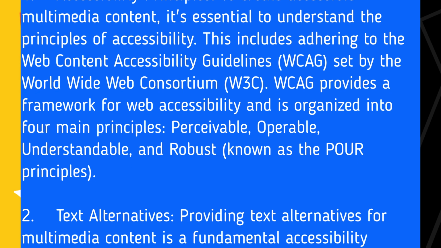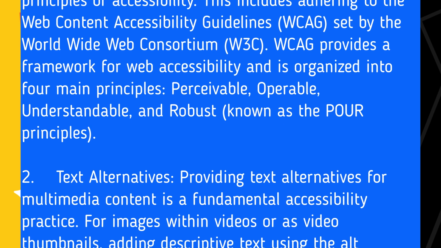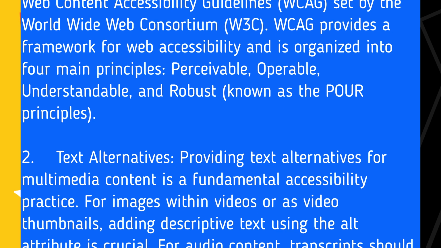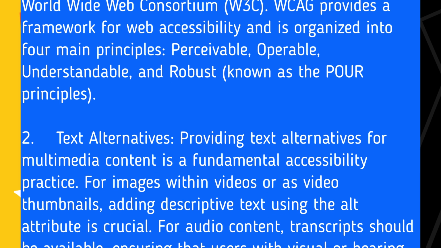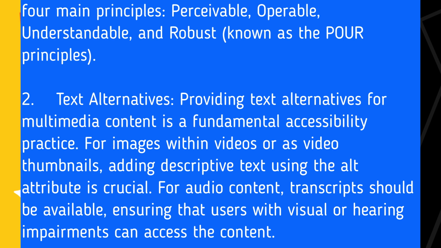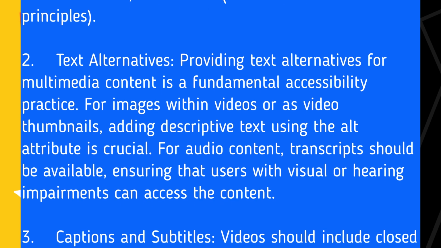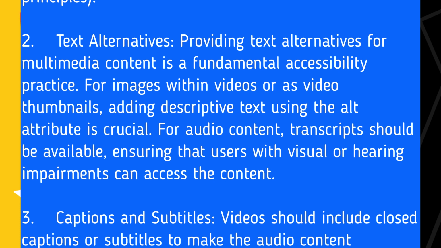2. Text alternatives. Providing text alternatives for multimedia content is a fundamental accessibility practice. For images within videos or as video thumbnails, adding descriptive text using the alt attribute is crucial. For audio content, transcripts should be available, ensuring that users with visual or hearing impairments can access the content.